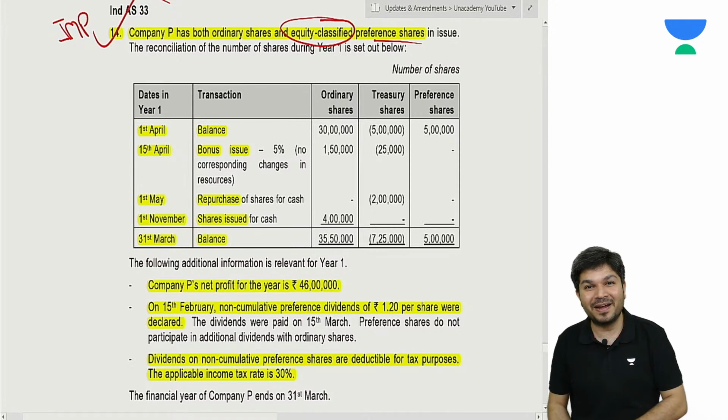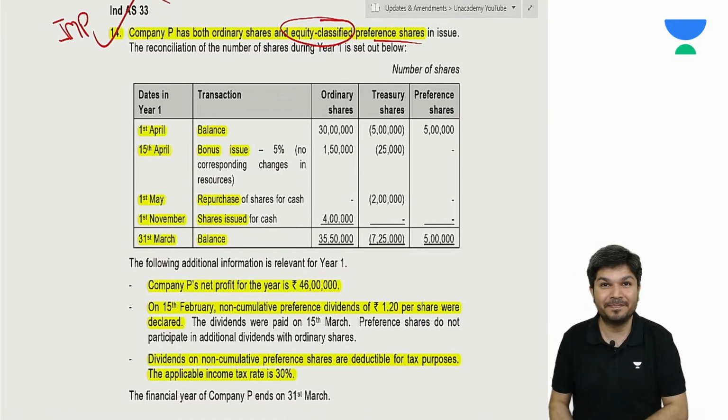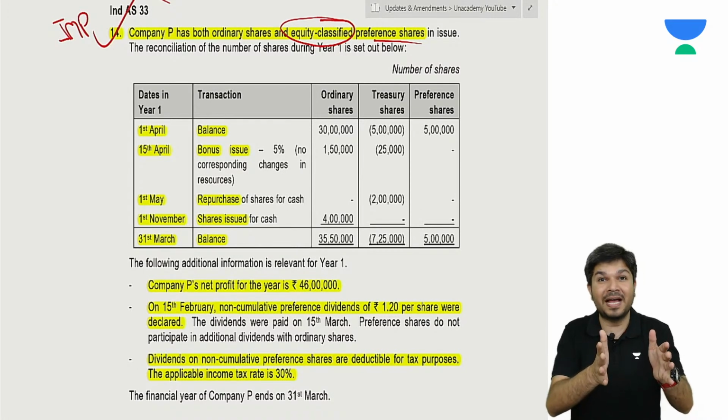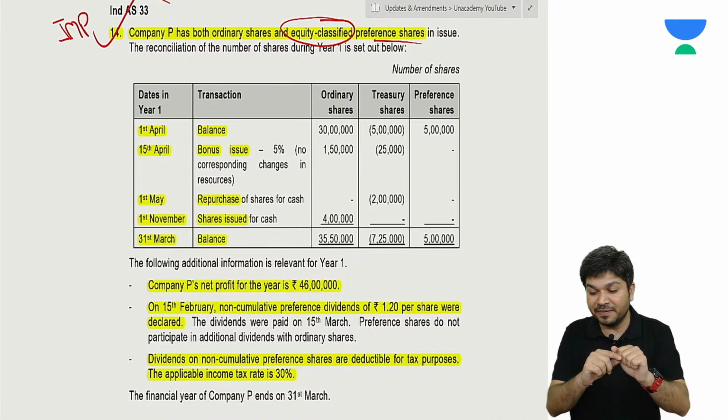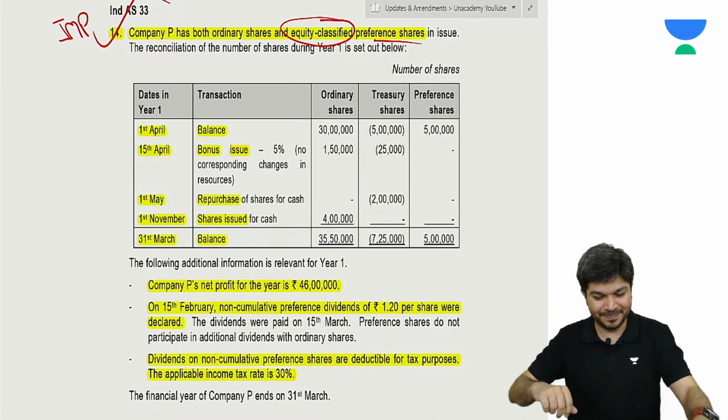If it's equity classified, the dividend goes directly in other equity, retained earnings. It doesn't go in P&L. So if they give me profit after tax, the profit will be before the preference dividend, because it's an equity classified preference. It will go in other equity.